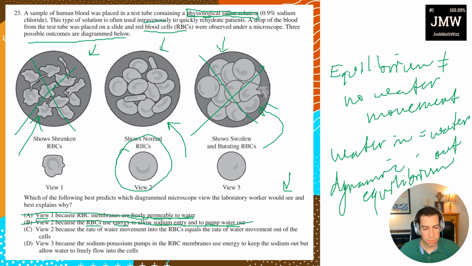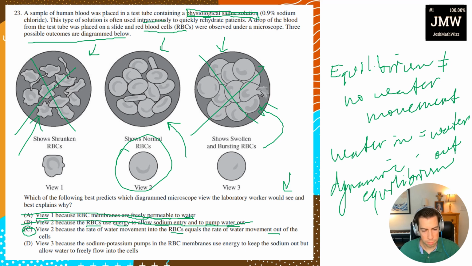View 2, because the rate of water movement into the red blood cell equals the rate of water movement out of the cells. So yeah, that makes sense, right? We should expect there to be no change, right? That dynamic equilibrium. So I'll go ahead and circle C, but let's look at the last one, view 3.